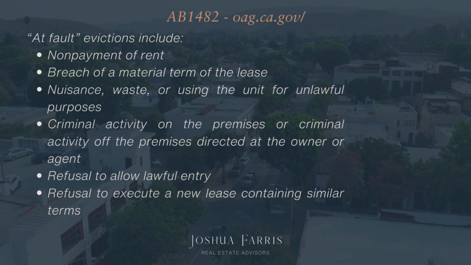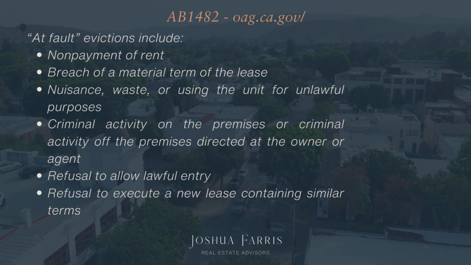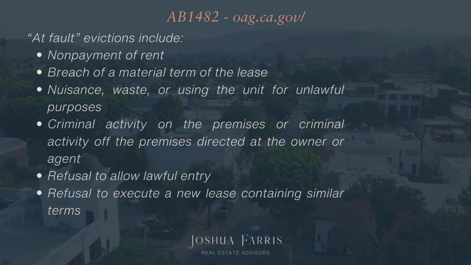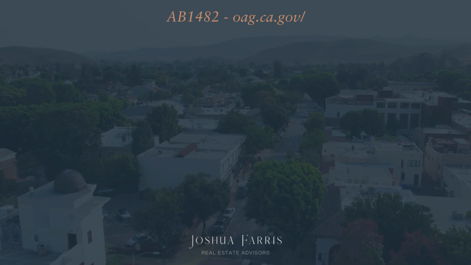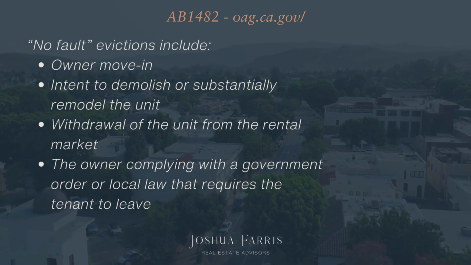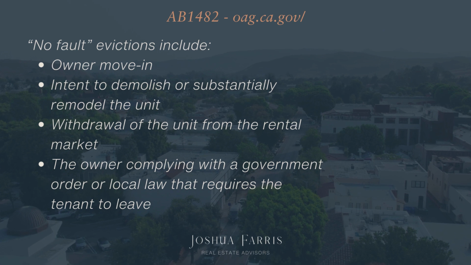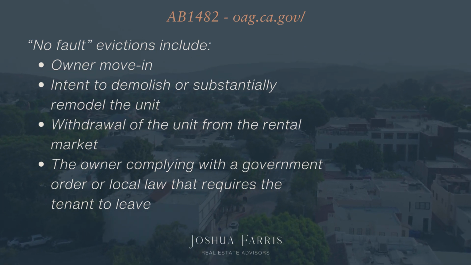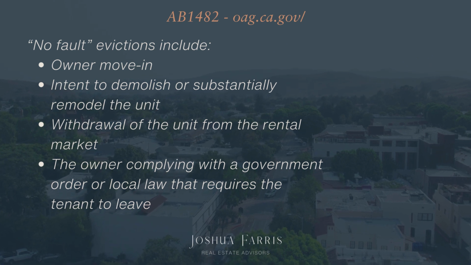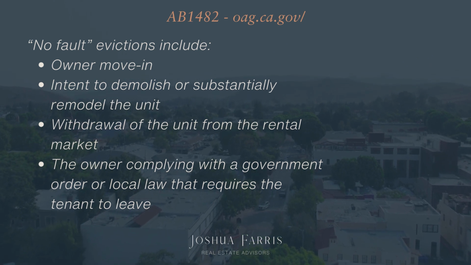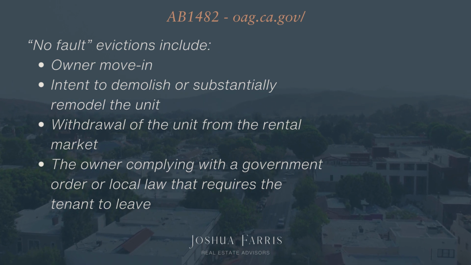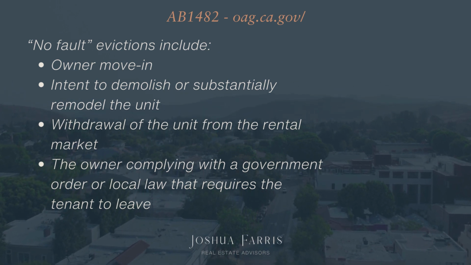Here you can see at fault evictions include non-payment of rent, breach of a material term of the lease, criminal activity, refusal to allow lawful entry, refusal to execute a new lease containing similar terms. And no fault evictions include something like the owner is moving in, intent to demolish or substantially remodel the unit, which we'll talk about here in a moment, withdrawal of the unit from the rental market, or the owner complying with a government order or local law that requires the tenant to leave.